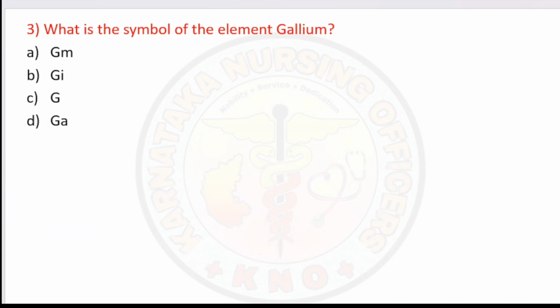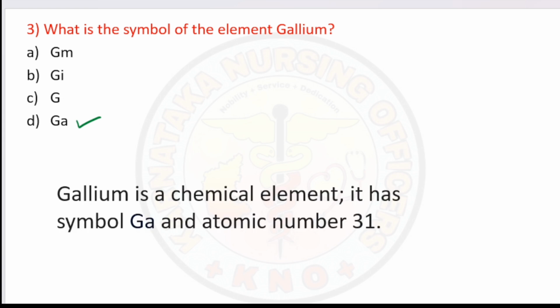So next question. What is the symbol of the element gallium? And the options are Gm, Gi, G and Ga. So what is gallium? So the symbol of the element gallium is option D, Ga. Okay. So gallium is a chemical element and it has a symbol Ga with atomic number 31.